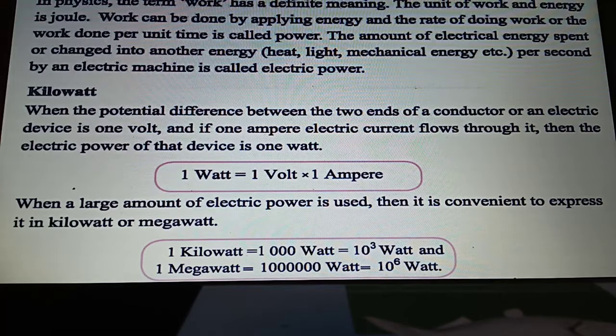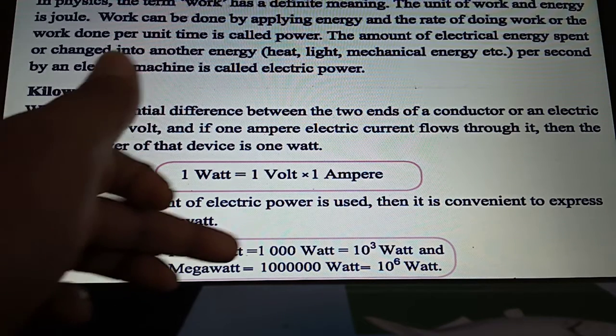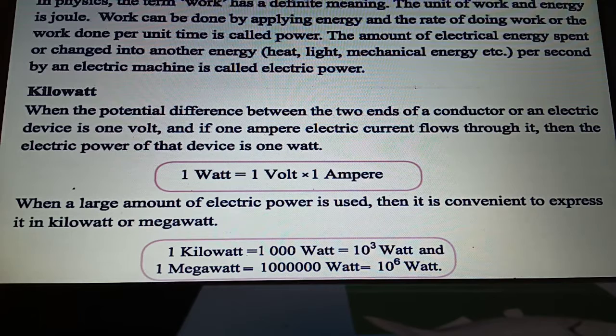When a large amount of electric power is used, then it is convenient to express it in kilowatt or megawatt. That is, 1 kilowatt is equal to 1000 watt, that is 10 to the power 3 watt, and 1 megawatt is equal to 10 lakh watt, that is 10 to the power 6 watt.